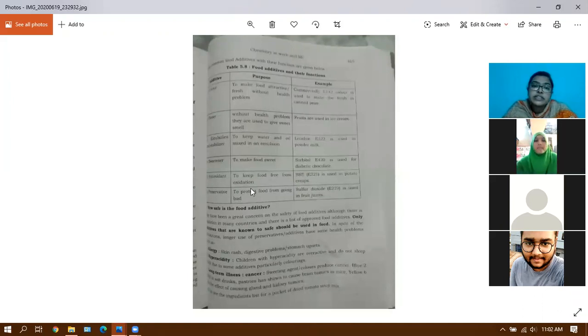Like preservatives, food additives also have some side effects on our human body or on human health. So your homework is food additives and its related topics.